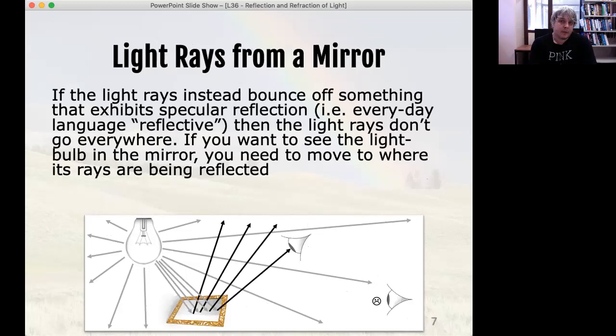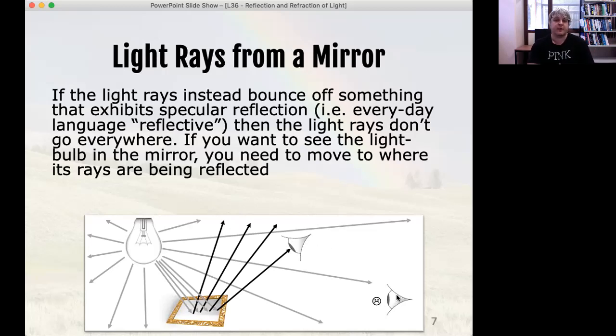If instead you have a mirror, that mirror won't send photons in every direction. It won't send rays in every direction. It'll send them only in a nice ordered, organized reflection, that everyday language version of reflection. So that means if you wanted to see that light bulb directly in the mirror, you would have to go and stand in one of the specific locations where the light rays coming from the light bulb are bounced off the mirror and get into the right position for you to see it.